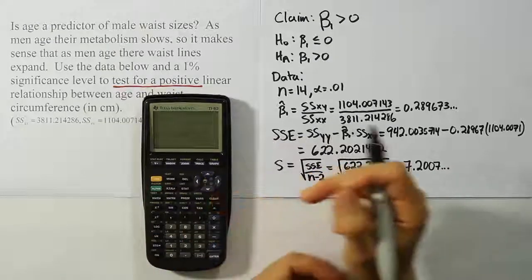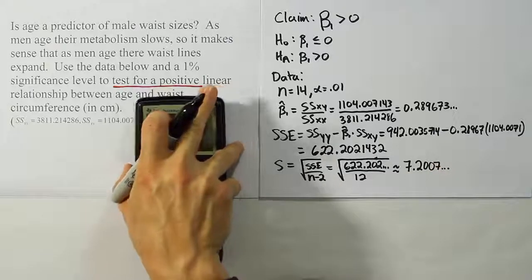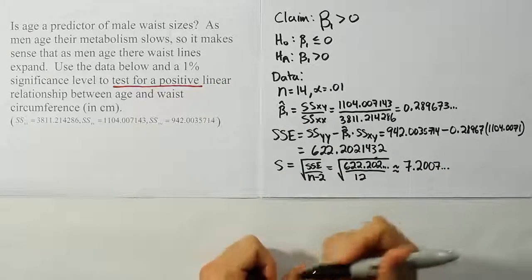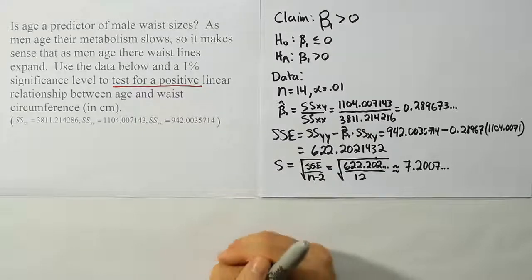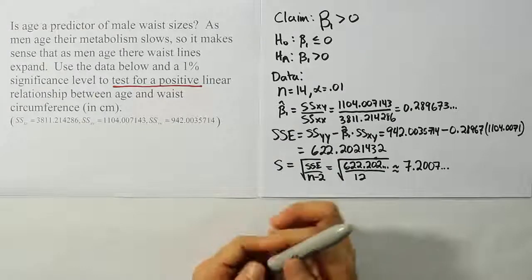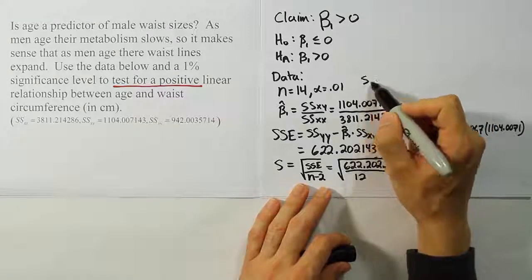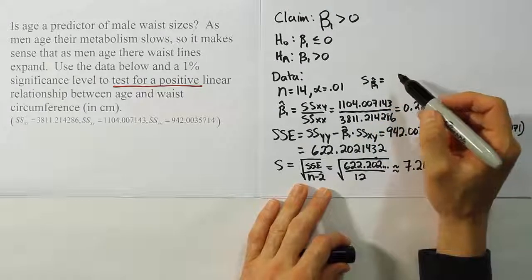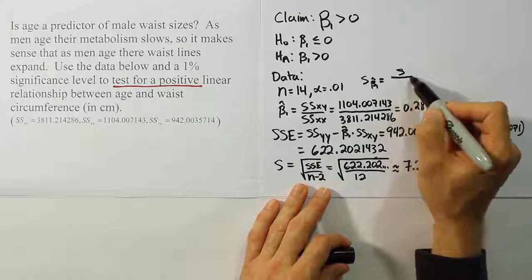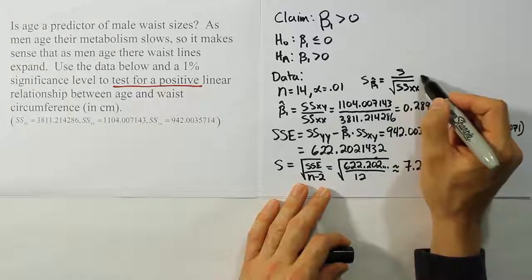I'm going to erase that in a minute when I use it for the next step, but for now it's stored there as S. Okay, now the final step of the data process that we're going to do is to come up with something called S beta 1 hat, or the standard error for beta 1 hat. So S beta 1 hat is basically a simple formula. It's going to be the S we just had in our calculator divided by the square root of SSXX.